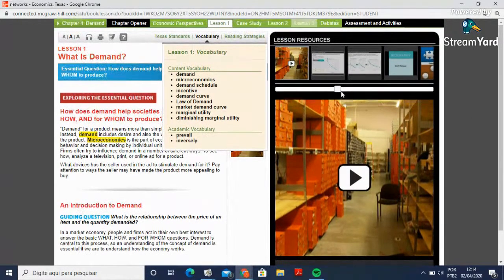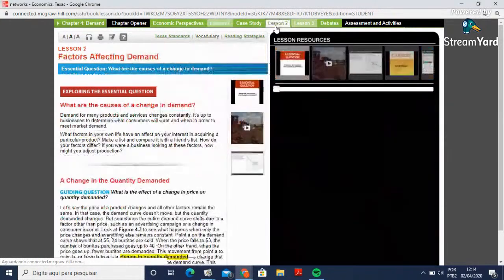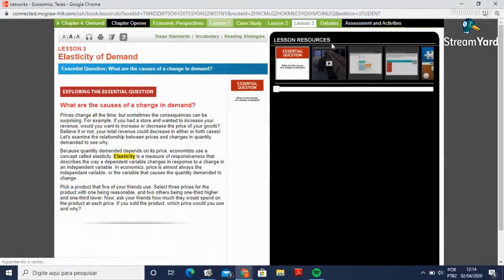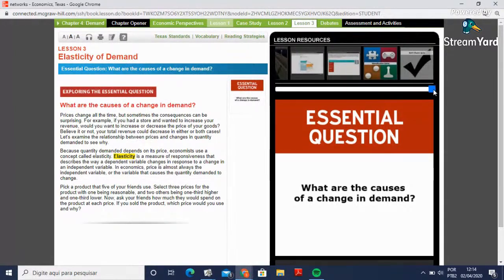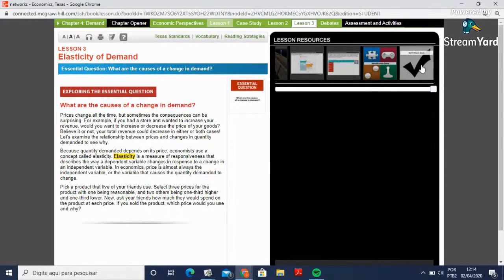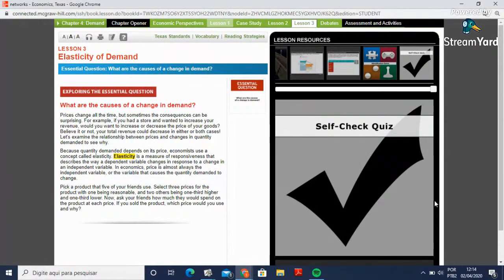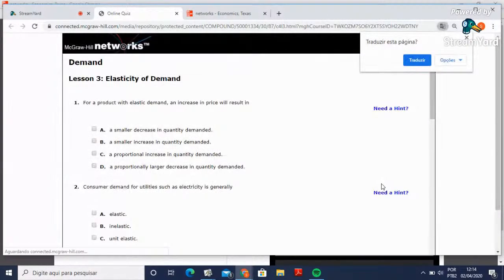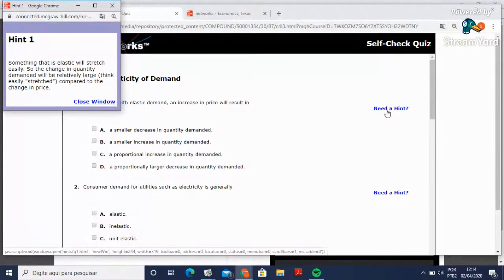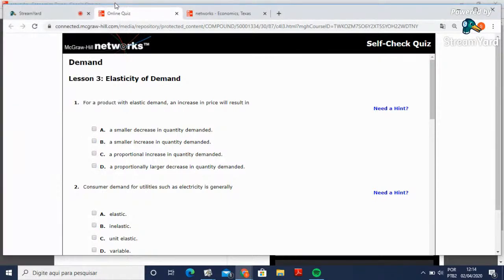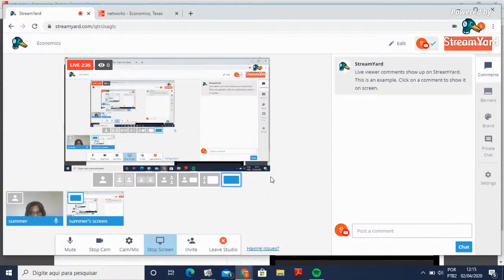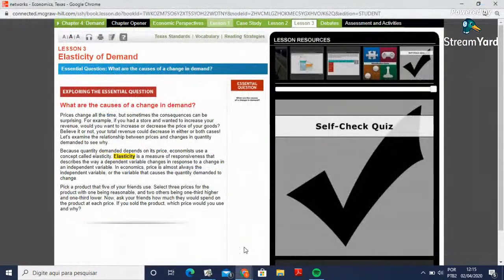Also, by the end of each chapter, like here we go to lesson 1, lesson 2, and then we go to lesson 3. By the end here, you have something that's called a check quiz, okay? You can go to your check quiz and you can try to answer these questions. If you need a hint, you click here on a hint. This is for you to be sure that you have actually understood everything that is necessary in your book. Okay, let's go.